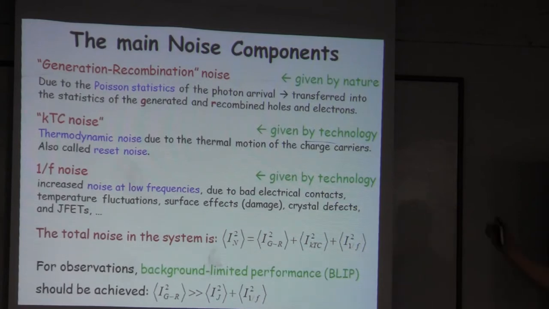If you take a very long exposure, you also read it at the end, and your KTC noise is about the same. But then you have a much better signal to noise on the photon statistics of your source. And so this noise becomes very small compared to that one.